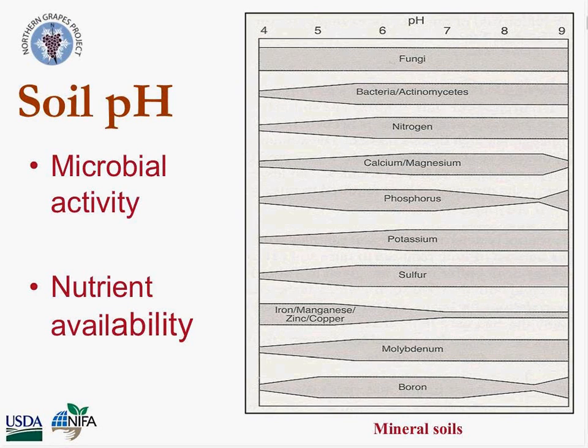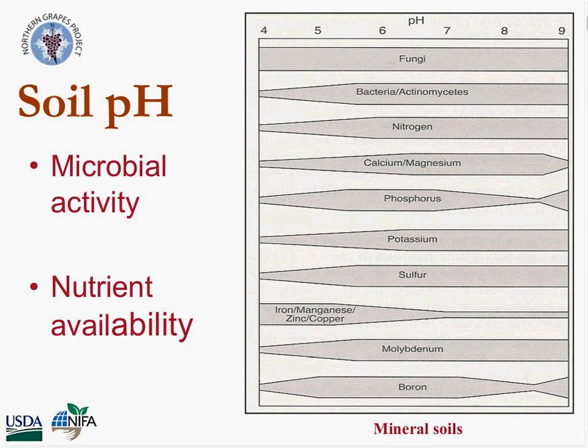and those will also be affected negatively at too low a pH. Many of your macronutrients like nitrogen, calcium, magnesium, phosphorus, potassium, sulfur tend to be limited at low pH. Phosphorus is also very limited at high pH. And then micronutrients, particularly iron, become very limiting at high pH as well. So in terms of optimal pH for nutrient availability and microbial activity, we look at a slightly acid range between 6 and 7.